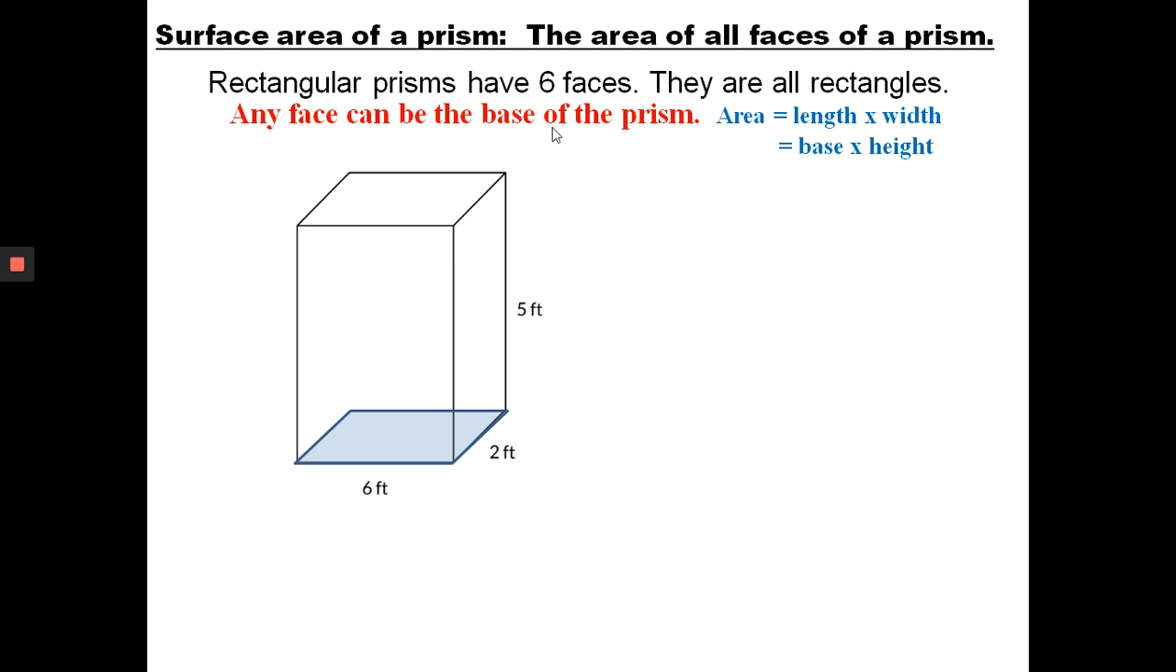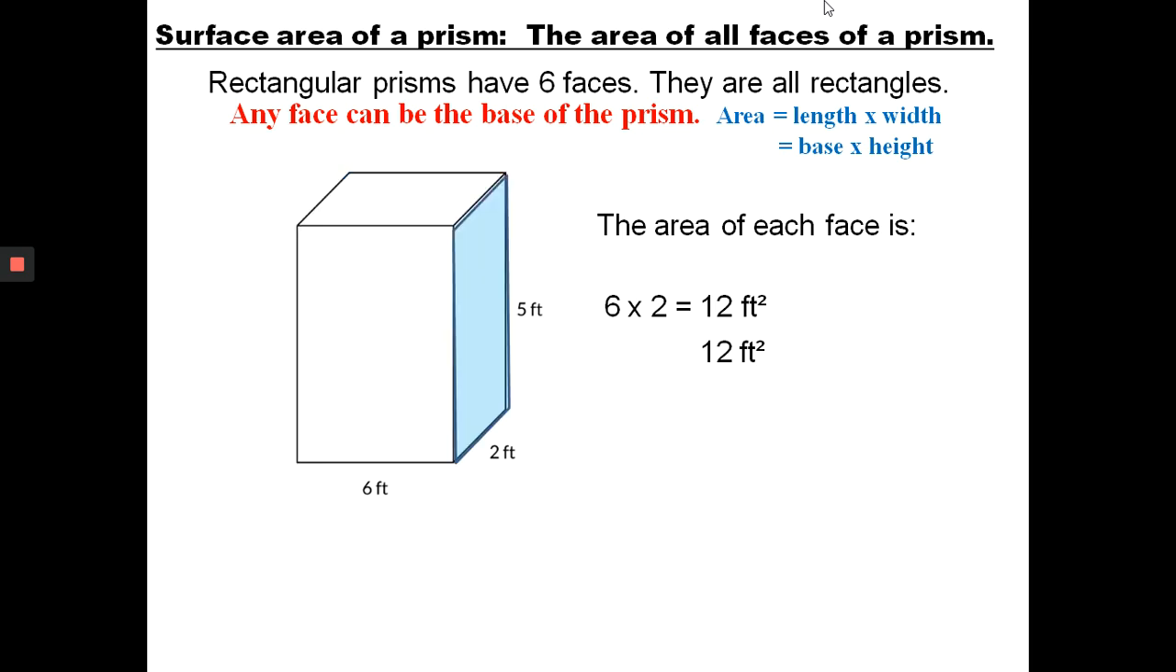So first, we look at the bottom face. We'll call that the base. And remember that the area of a rectangle is just length times width, or the base times the height. So we would get 6 times 2, which is 12 square feet for the bottom. Now, since the top, we already know it's congruent and parallel, so it would have the same area. So we just add that in. Okay, looking at the side, we have a 5-foot height and a 2-foot width right here. So that would give us 10 square feet.